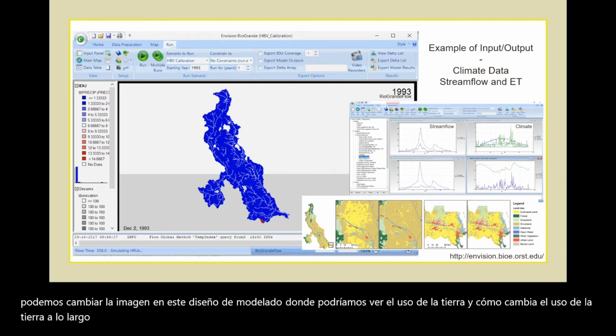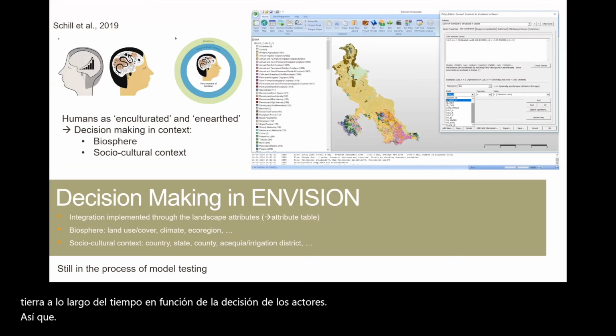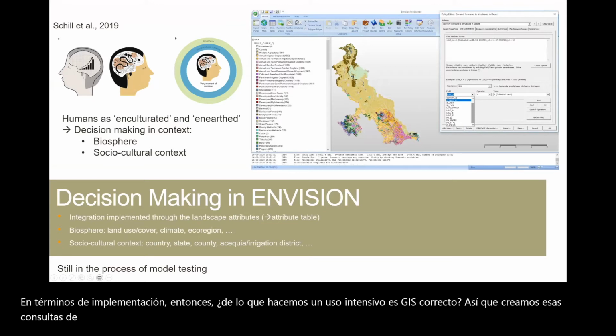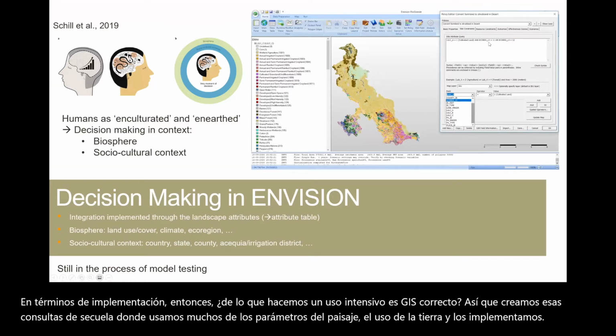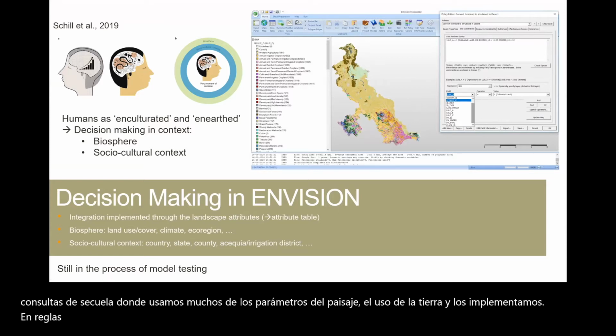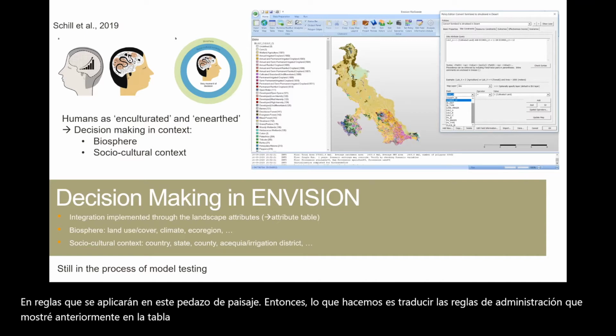So in terms of implementation, what we make heavy use of is GIS, right? So we create those SQL queries where we use a lot of the landscape parameters like land use and implement them into rules to be applied on this piece of landscape. So what we do is we translate the management rules that I showed earlier in the Excel table into those SQL decision rules, which are then applied to the landscape.